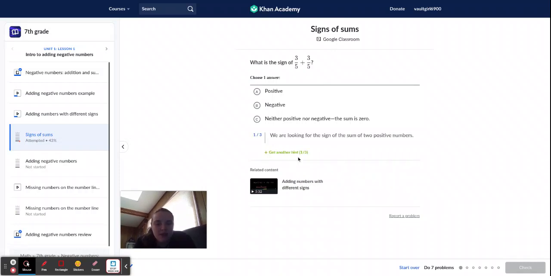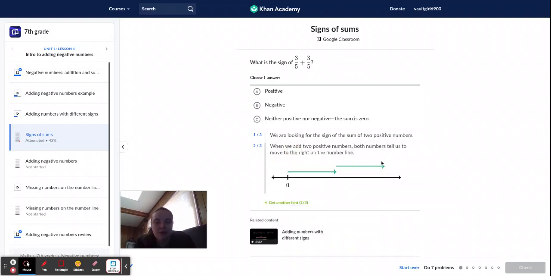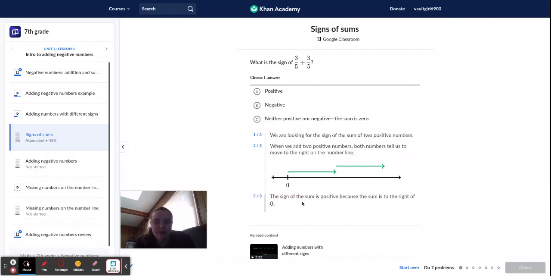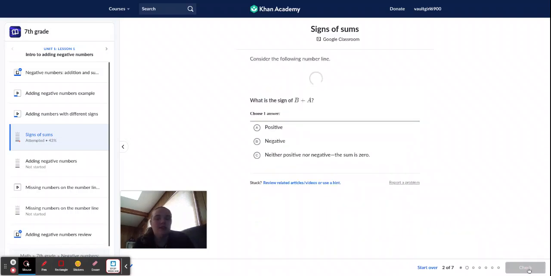Okay, so we are looking for the sign of the sum of 2 positive numbers. Okay. When we add 2 positive numbers, both the numbers tell us to move to the right on the number line. The sign of the sum is positive because the sum is to the right of 0. Okay, so yeah, we can just use those hints to walk us through the problem. Although, if you use hints to solve the entire problem, the system isn't going to grant you any points for the problem, which makes sense because it just gave you the answer. So yeah, that's a very helpful feature.